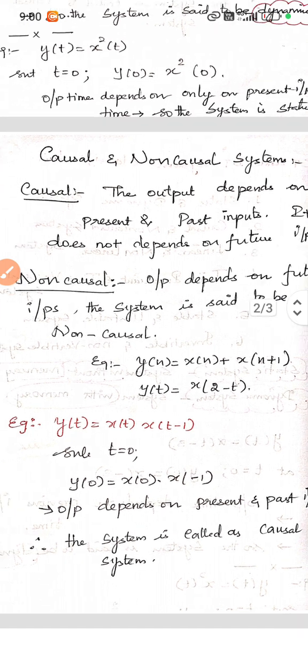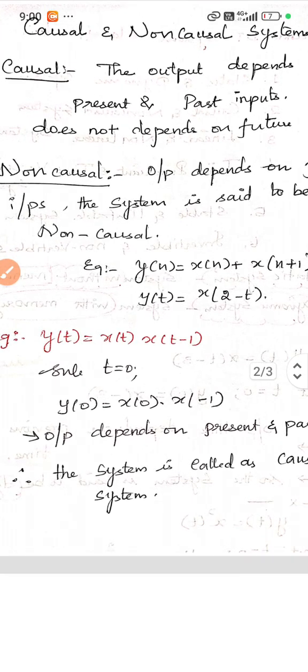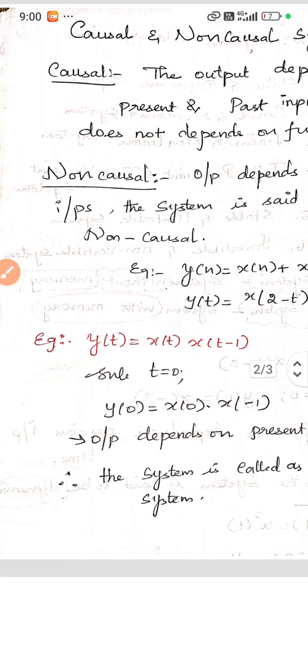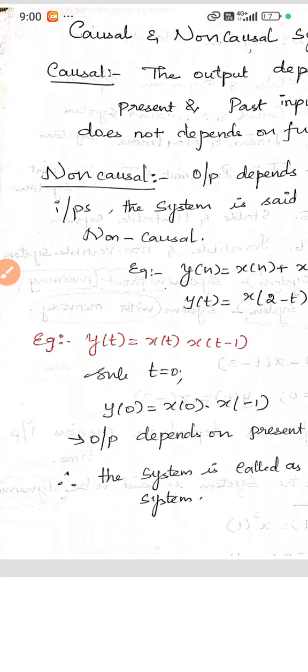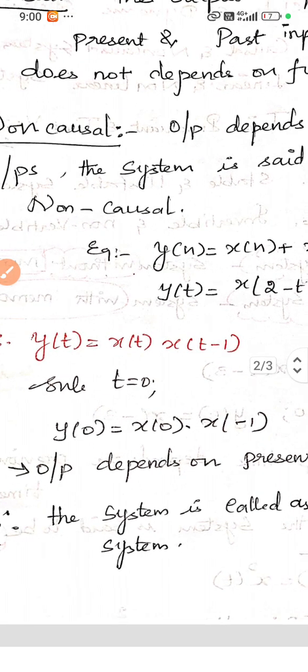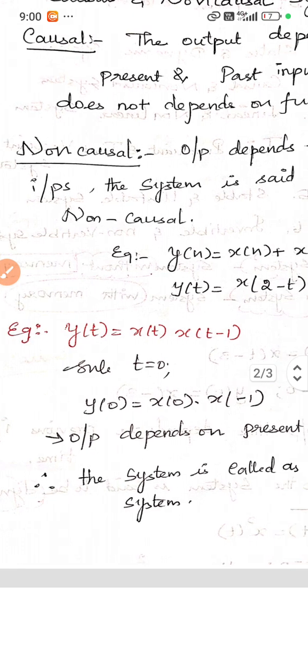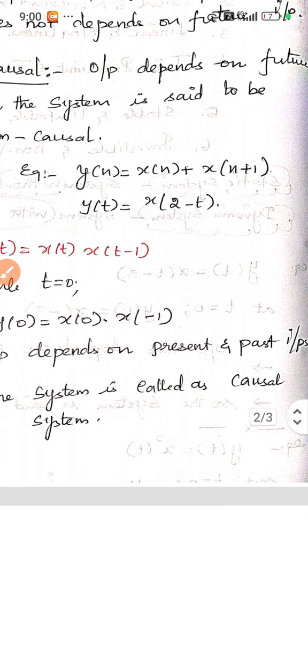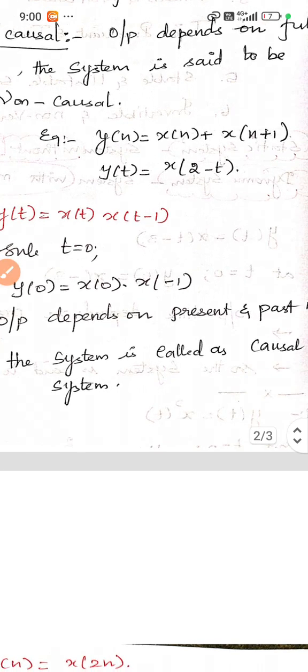See the example, y of t is equivalent to x of t into x of t minus 1. Here we substitute t is equal to 0. So y of 0 is equivalent to x of 0 into x of minus 1. Here x of minus 1 is the past value, and x of 0 is the present value. So the output depends on the present and past inputs, and we call the system a causal system. I hope you understand this question.